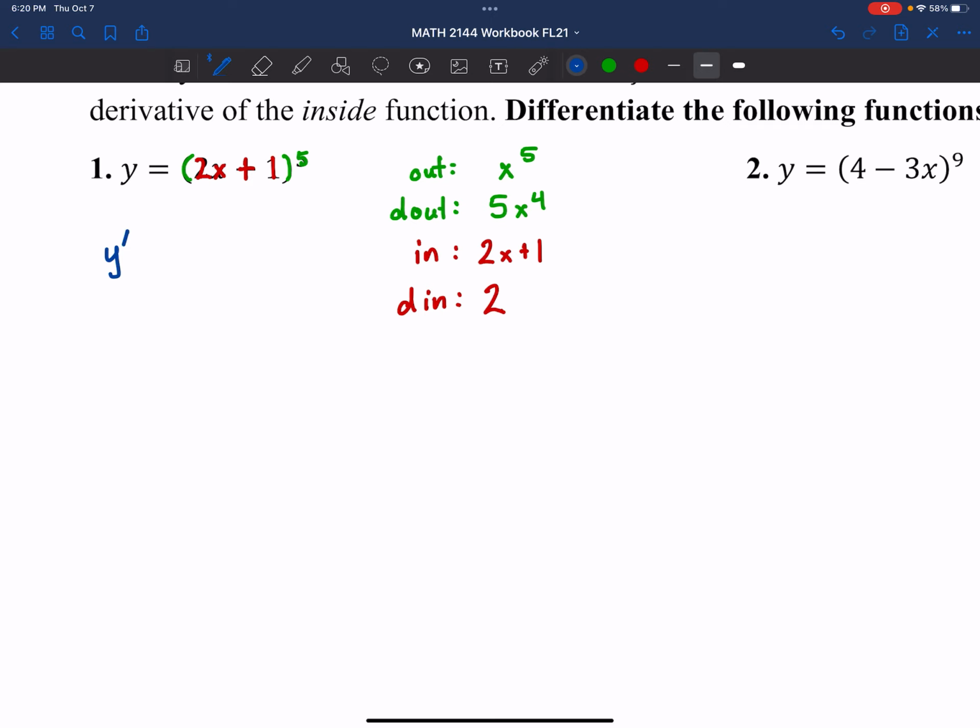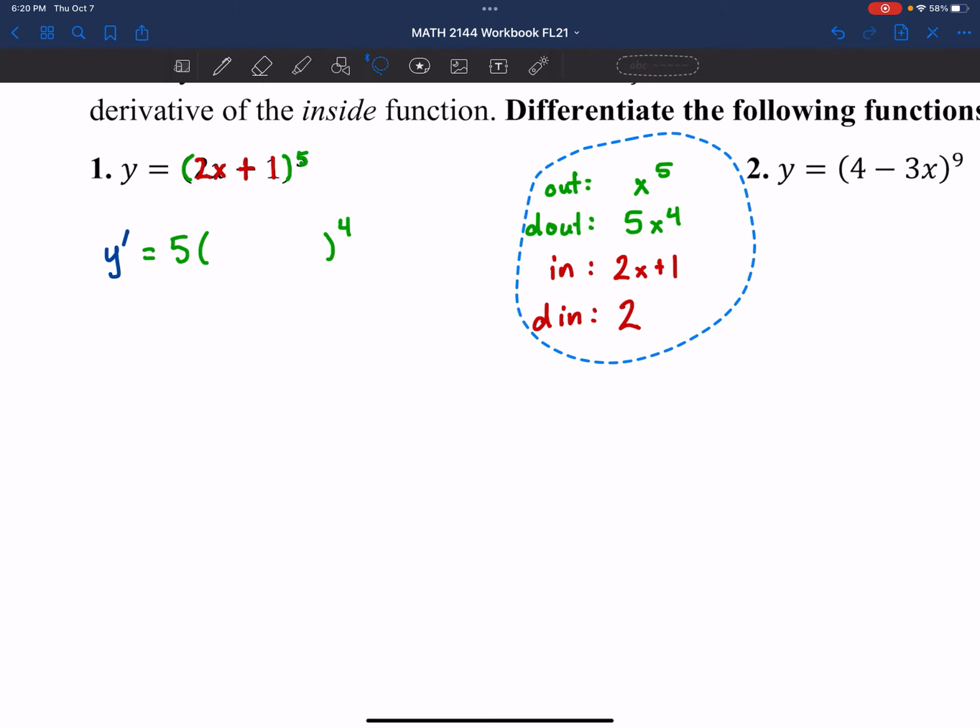what we're going to do is take the derivative of the outer function, leaving the inside function alone. So 5 will come down, and then we have parentheses, and then we have to the 4th power. I'm going to need some room, so let me slide this over a little bit. And let's leave the inside alone. So that's 2x plus 1 just comes right down. But then we have to multiply it by the derivative of the inner, which is going to be 2.